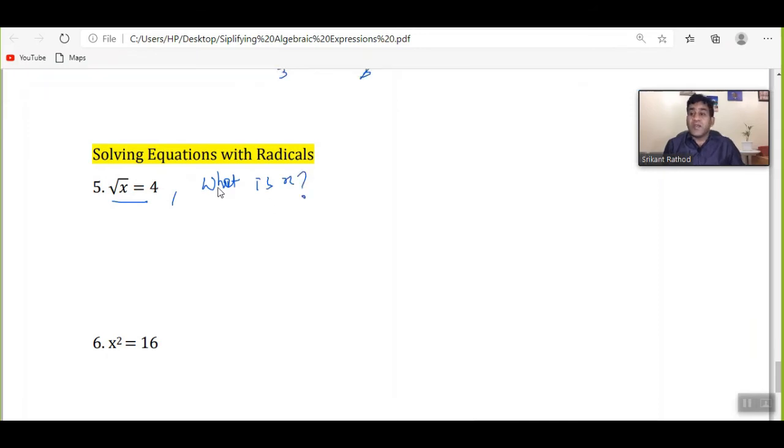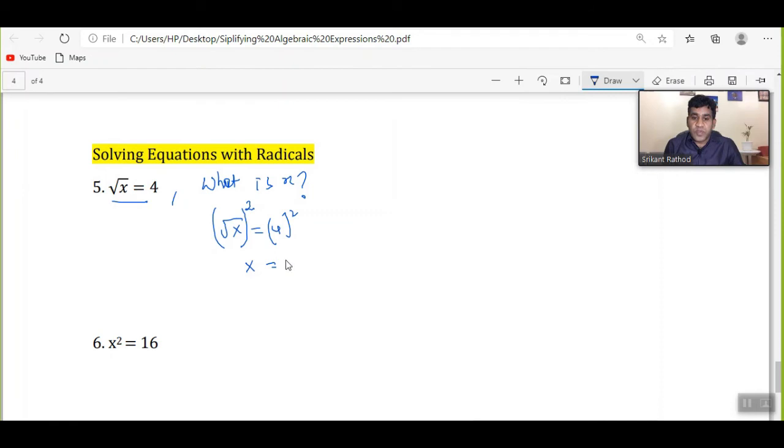Here we have to get rid of that square root, and to get rid of that square root you have to square both sides of our expression. So square root of x is equal to 4. Don't do just one side, you have to do both sides because you have to balance it. The square root of x, squared, becomes just x, and 4 squared is going to be 16. So the value of x we get here is 16, right?